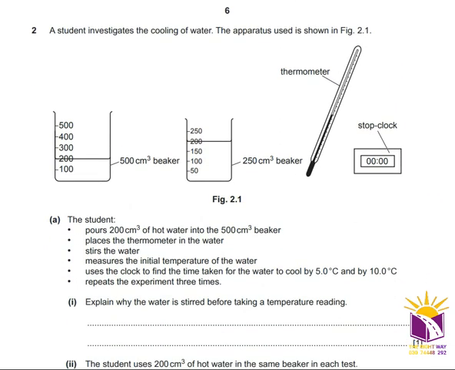Now question number 2. A student investigates the cooling of water. The apparatus used is shown in figure 2.1. It's a 500 cm³ beaker and a 250 cm³ beaker, then a thermometer and a stop clock. The student poured 200 cm³ of hot water into the 500 cm³ beaker, places the thermometer in the water, stirs the water, measures the initial temperature of the water, then uses the clock to find the time taken for the water to cool by 5 °C and by 10 °C. Repeat the experiment 3 times.